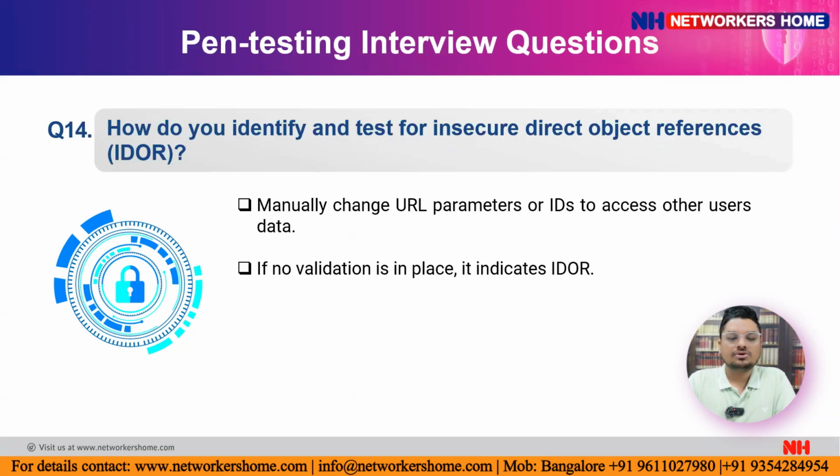Then, how do you identify and test for insecure direct object reference, also known as IDOR? How do you identify that? Very simple thing here: manually change the URL parameter or ID to access other users' data.